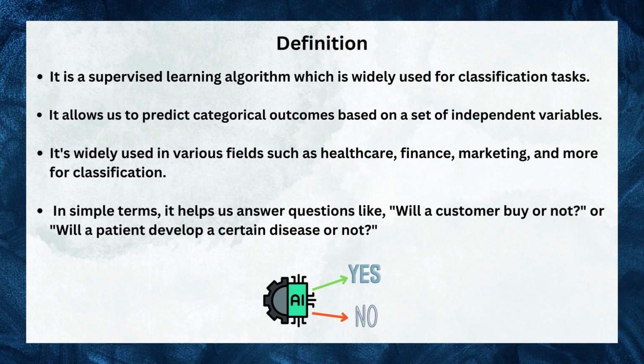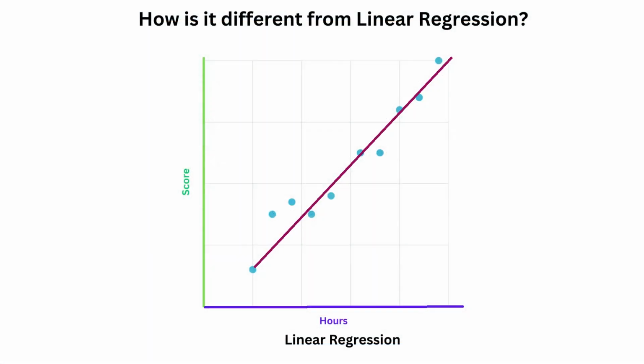Now let's understand how logistic regression is different from linear regression. In linear regression, we predict a numeric value based on the independent variables. We fit a straight line in the data points. In the figure, you can see that linear regression is predicting the score of students based on the number of hours they study. Here, the target variable is continuous in nature.